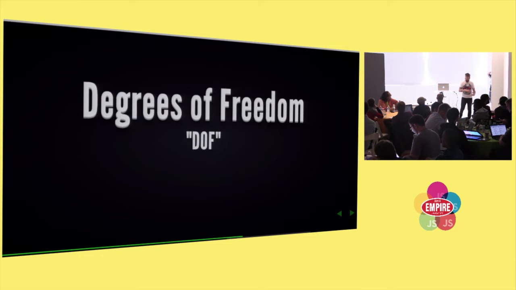Now, the other part of our problem, so we talked about the coordination problem. Now let's talk about the complexity problem. The complexity problem is that with a hip and an ankle, you can't really do much more than walk like a penguin, right?